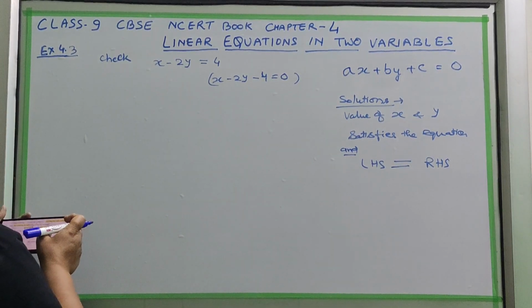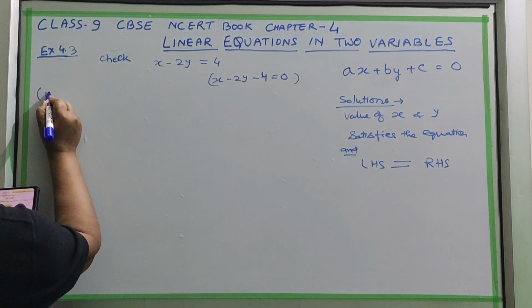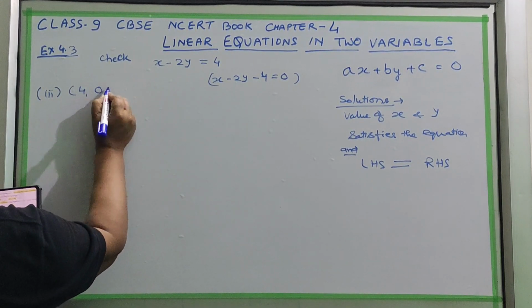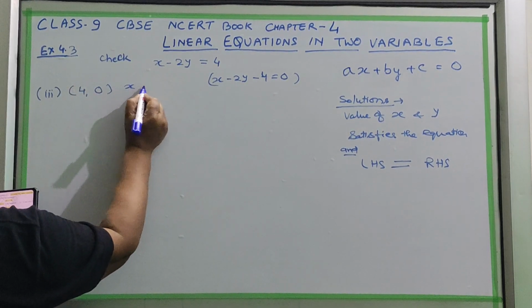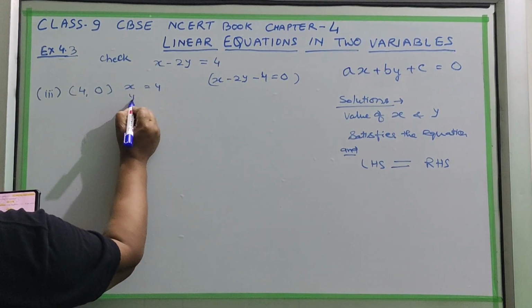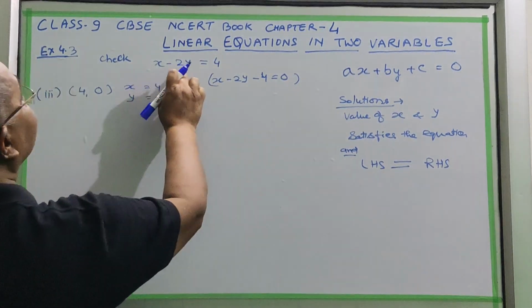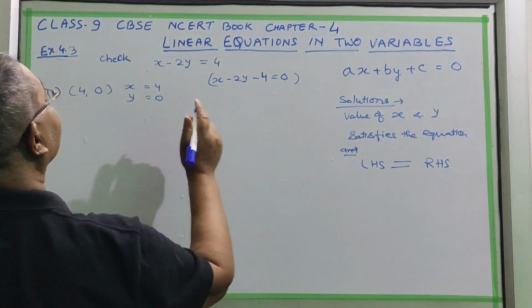So now we are going to check question number 4.3, sub question 3rd. The values they have given are 4 and 0. 4 is the value of x, so x is equal to 4, and y is equal to 0. You have to check whether this is a solution or not. Solution means it should satisfy this equation.